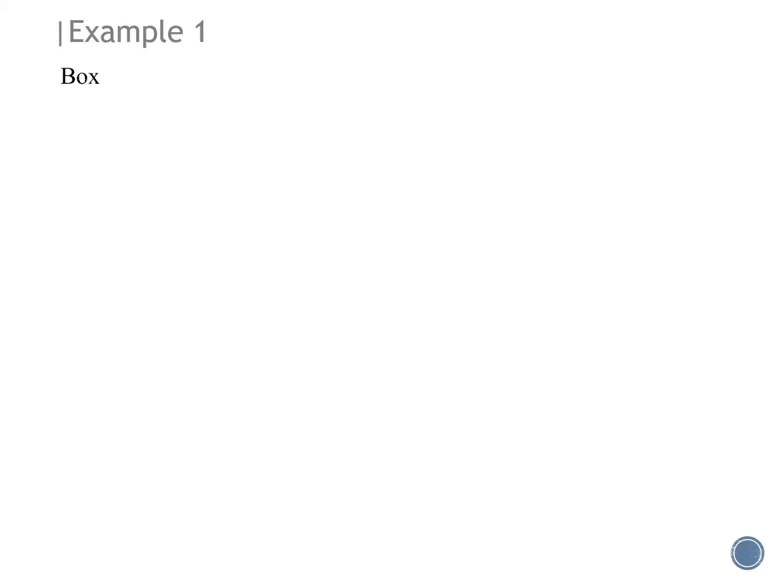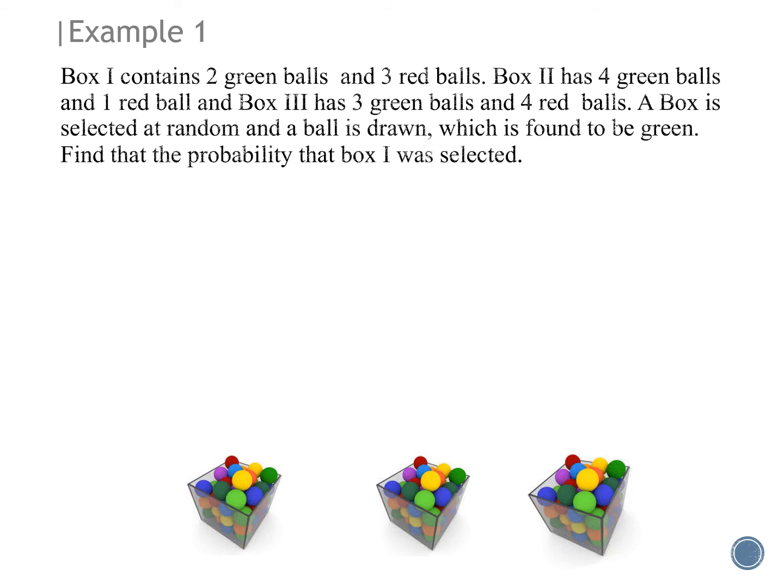Example 1. Box 1 contains 2 green balls and 3 red balls. Box 2 has 4 green balls and 1 red ball. Box 3 has 3 green balls and 4 red balls. A box is selected at random and a ball is drawn which is found to be green. Find the probability that box 1 was selected.